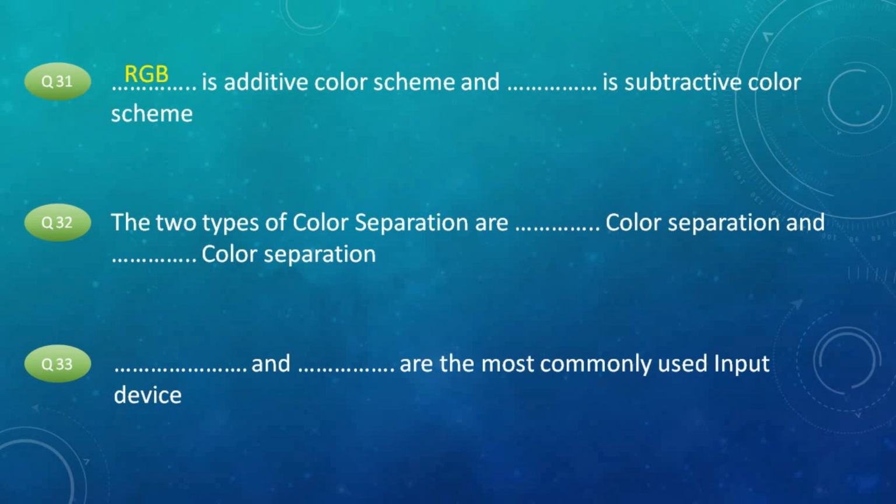The answers for these questions: RGB is an additive color scheme and CMYK is a subtractive color scheme. The two types of color separation are process color separation and spot color separation. Keyboard and mouse are the most commonly used input devices.